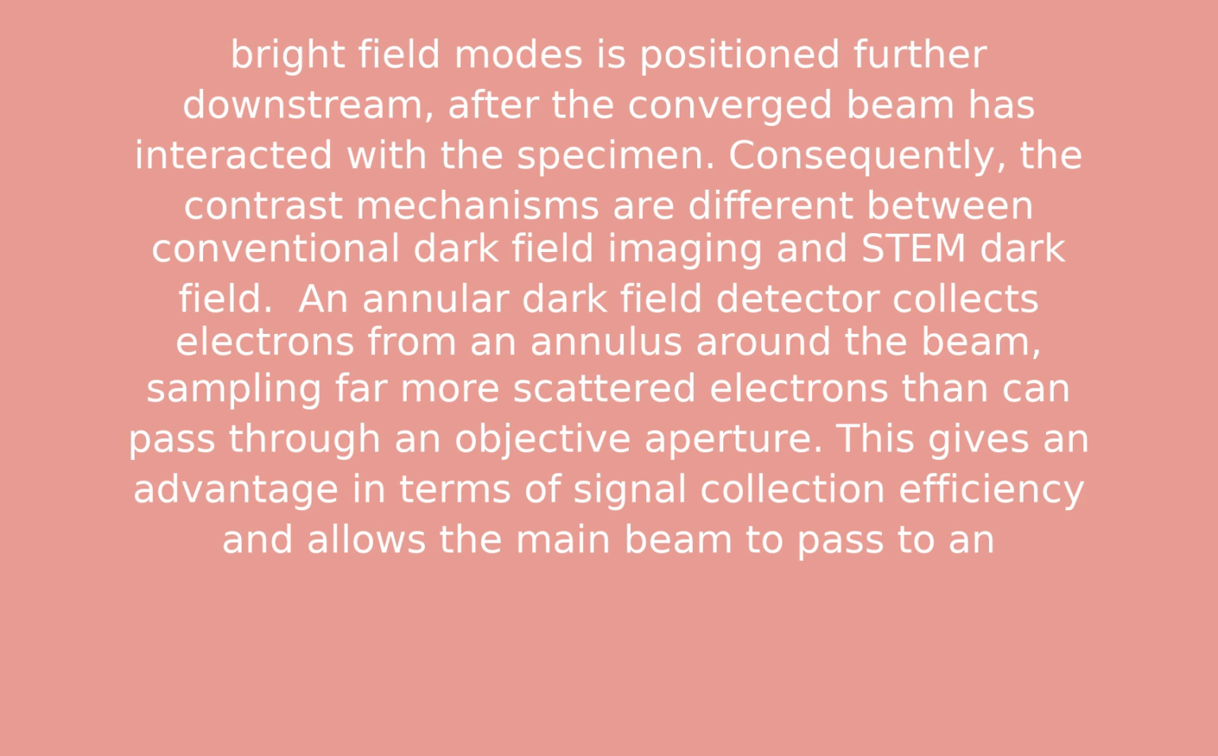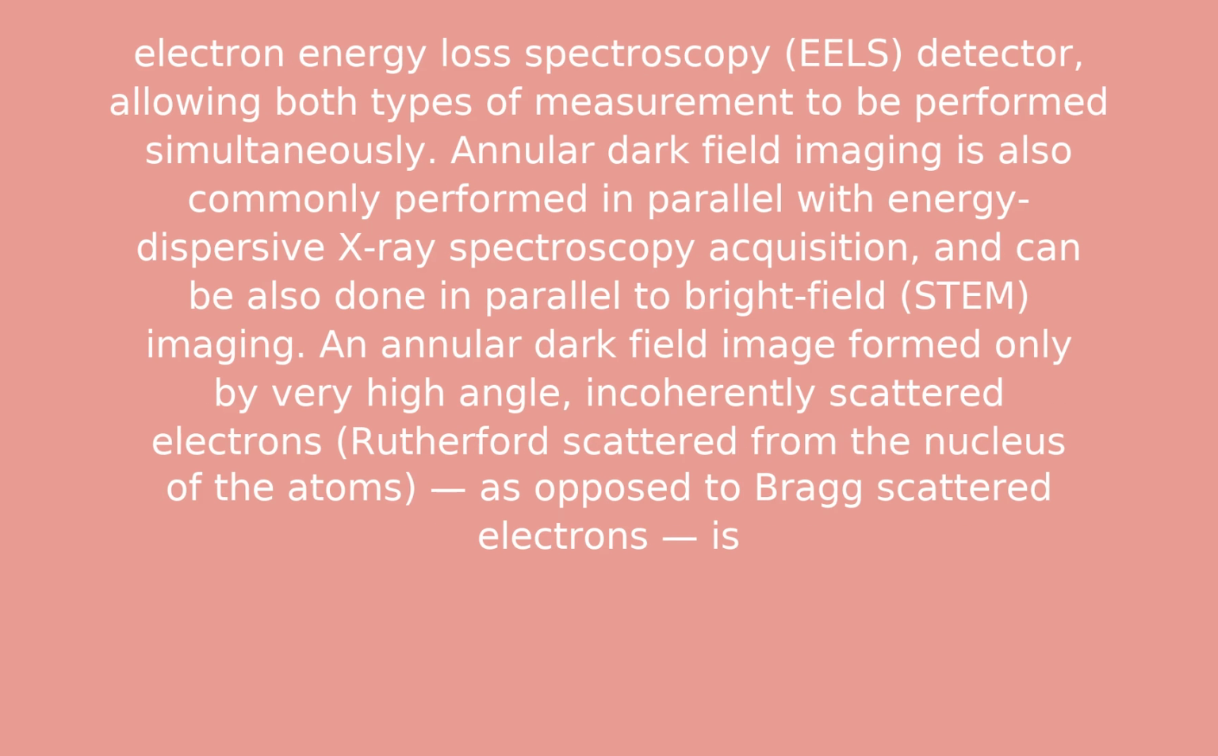An annular dark field detector collects electrons from an annulus around the beam, sampling far more scattered electrons than can pass through an objective aperture. This gives an advantage in terms of signal collection efficiency and allows the main beam to pass to an electron energy loss spectroscopy detector, allowing both types of measurement to be performed simultaneously.